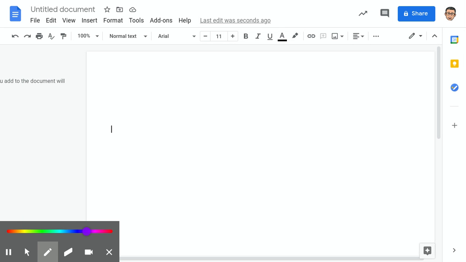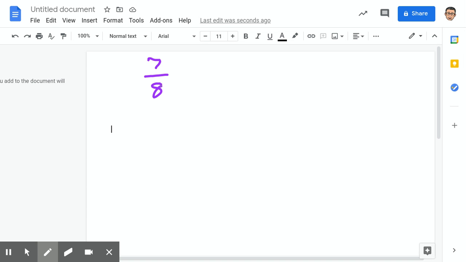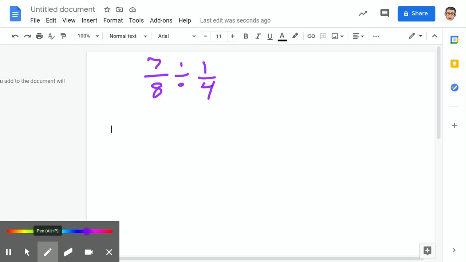Going to help you practice dividing fractions with different denominators. Our first example, 7/8 divided by 1/4. So we ask ourselves, how many fourths are in 7/8? The simplest way to model this is to generate equivalent fractions.